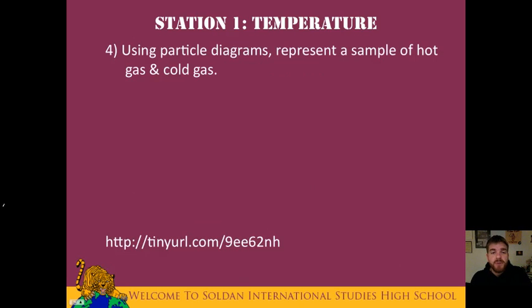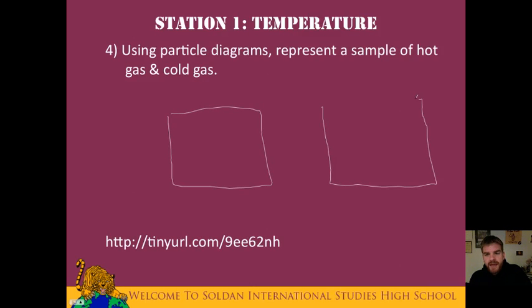Number 4 says, using particle diagrams, represent a sample of hot gas and cold gas. So let's just say we have these two boxes. These boxes should be the same volumes. And let's say that they each have, I don't know, maybe 3 particles. Now the key here is to realize that hot gas and cold gas, they can have the same number of particles. It's not like hot gases have more particles and cold gases have less. The difference here in the temperature is the speed of the molecules.